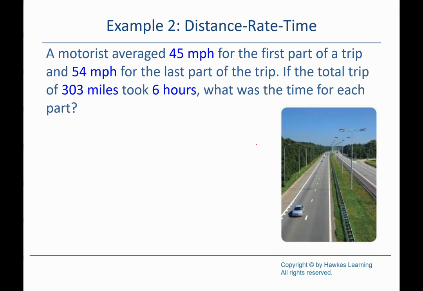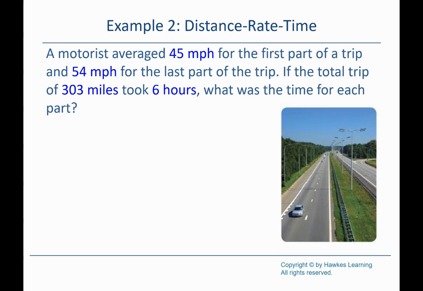All right, and one more type of word problem, and then we'll do the rest on Thursday. So this is a distance, rate, time problem. A motorist averaged 45 miles per hour for the first part of a trip, 54 miles per hour for the last part of a trip. The total trip of 303 miles took 6 hours. What was the time for each part?